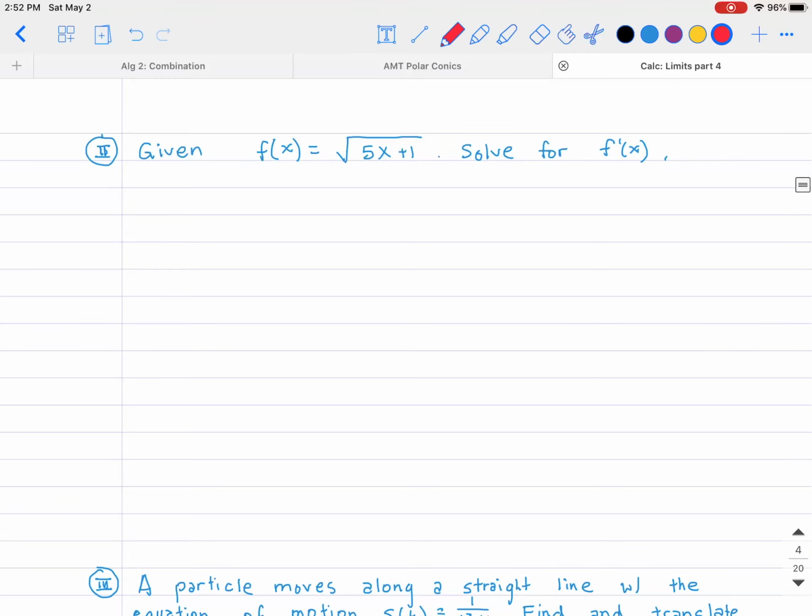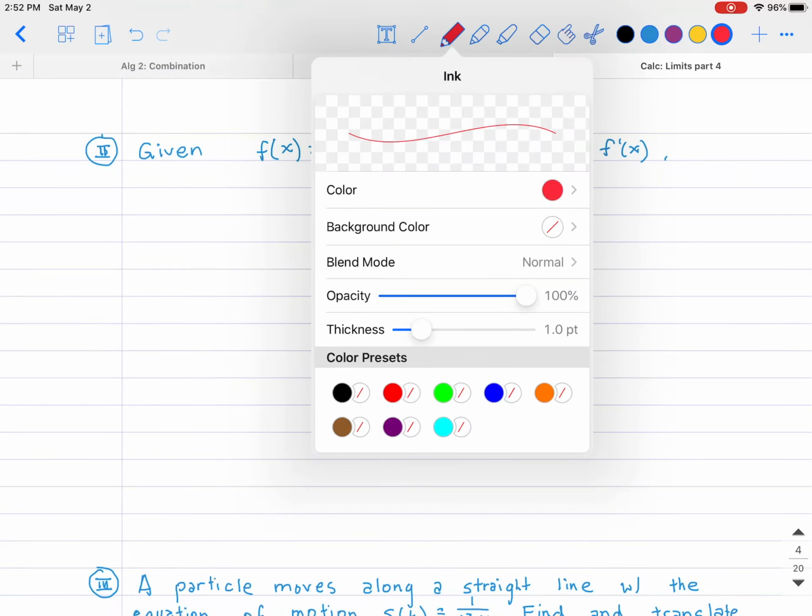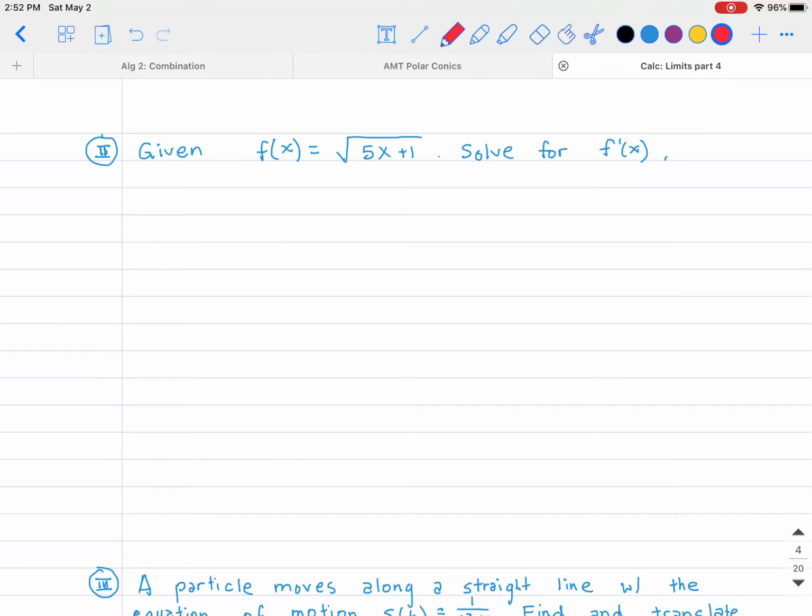All right, let's go ahead and do a couple more examples where the algebra is going to be a little bit different, so you can see how that actually works out then. So here we have f of x is equal to the square root of 5x plus 1, and I'd like to solve for f prime of x. So let's go ahead and start with the procedure.